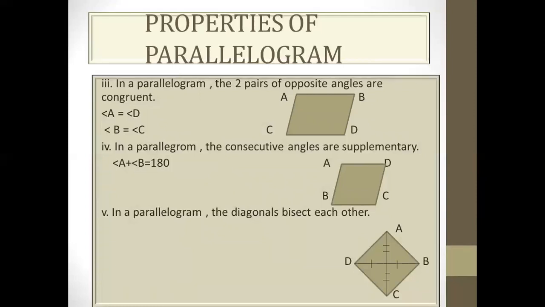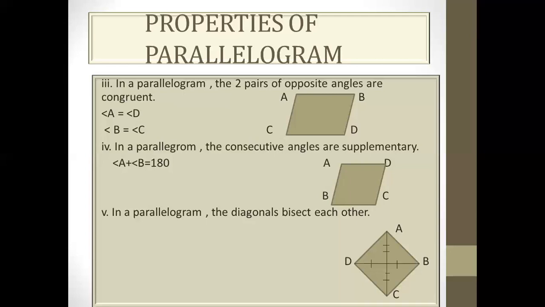In a parallelogram, the consecutive angles are supplementary. Supplementary means the sum of two consecutive angles is 180. Angle A and angle B: if we add these two, the sum will be 180. Same for A plus D, the sum will be 180. Same condition for angles D and C, and same condition for angles B and C. B and C are also called the base angles of the parallelogram.